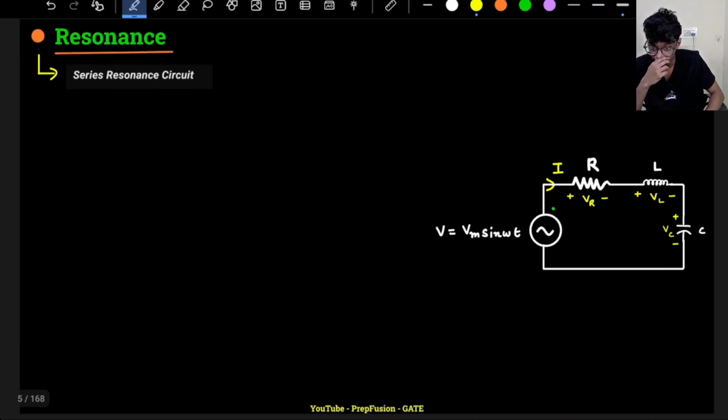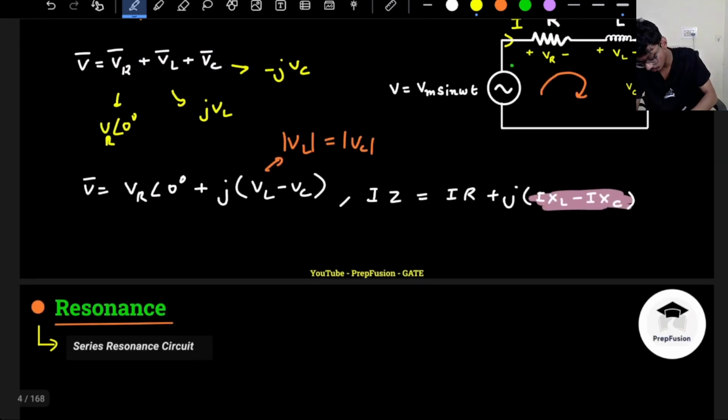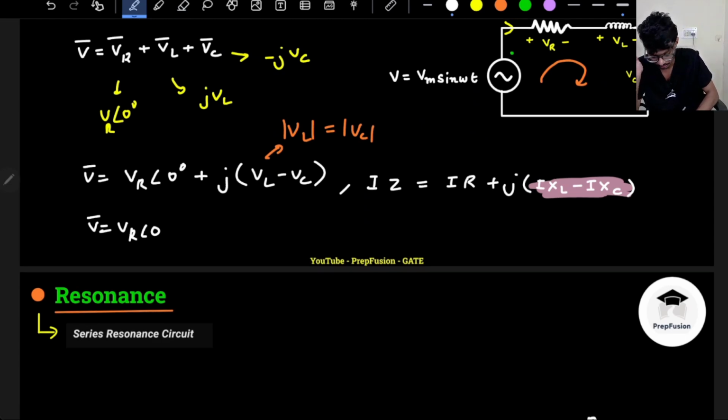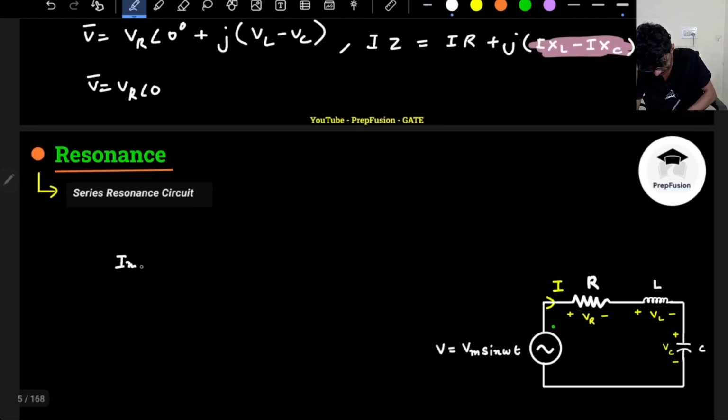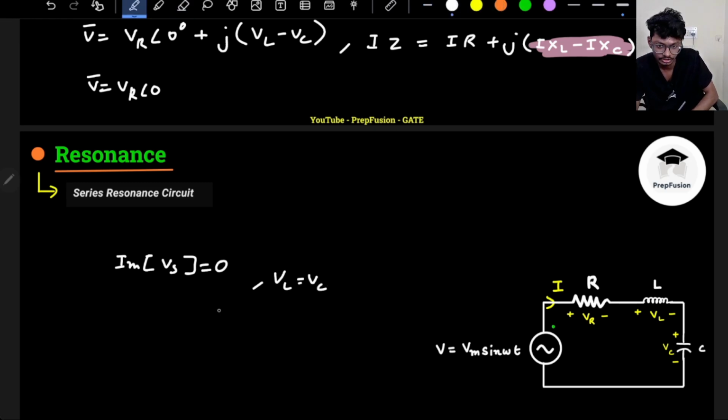Next is basically what I told, right? My input voltage will be purely resistive, that is VR of 0. So the resistance voltage will be equal to the input voltage only. The imaginary part of the supply voltage will be 0, because there is no imaginary component, as my load is only asking for active power. That's why VL will be equal to VC, and from here you can derive the same thing, that I into XL will be equal to I into XC, and omega naught equals 1 by under root LC.